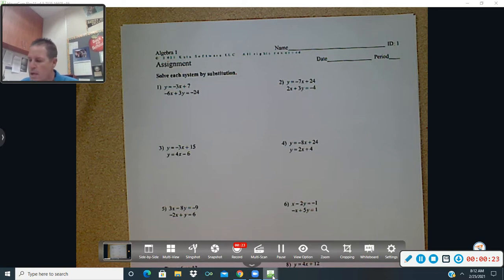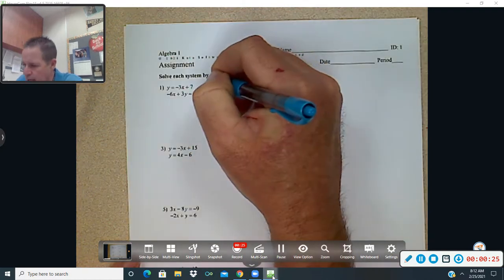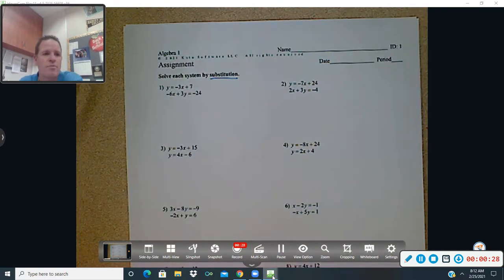So here we go. Solve each system by substitution. It's been a while since we've done substitution. We did this back in probably late November, early December. Hopefully you remember it. It's not super hard, but there's a lot of solving technique and a lot that goes into it. So really concentrate here, and let's see what you can do with it.